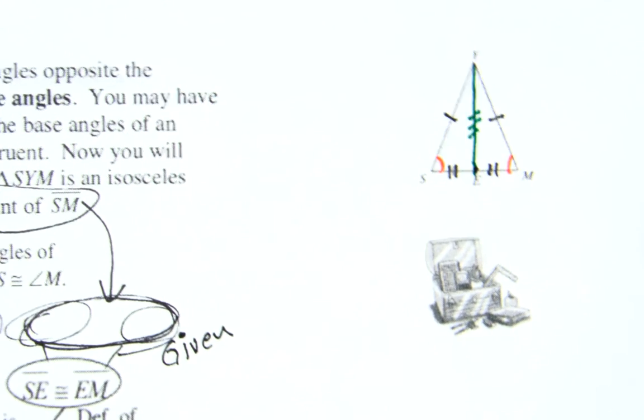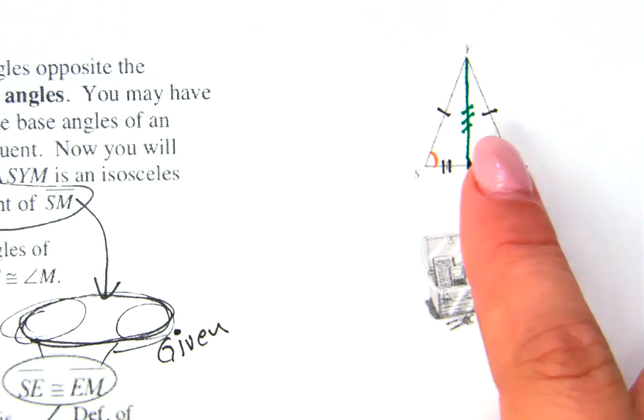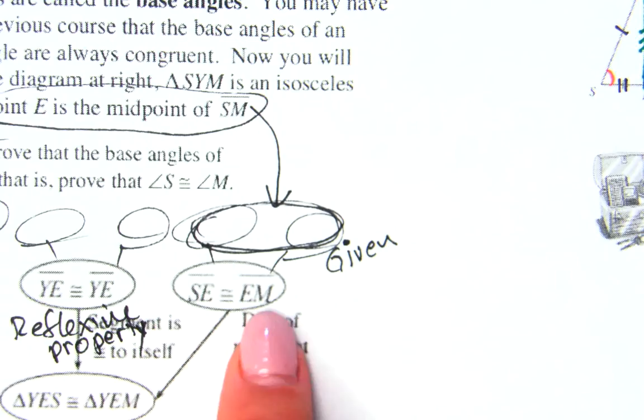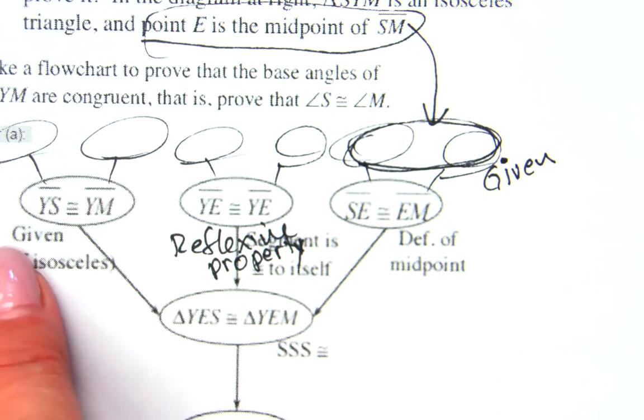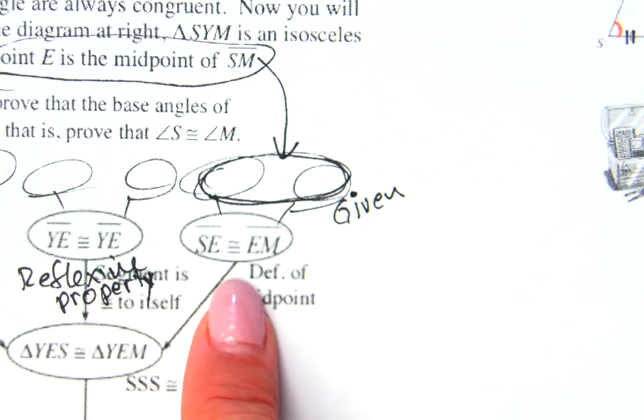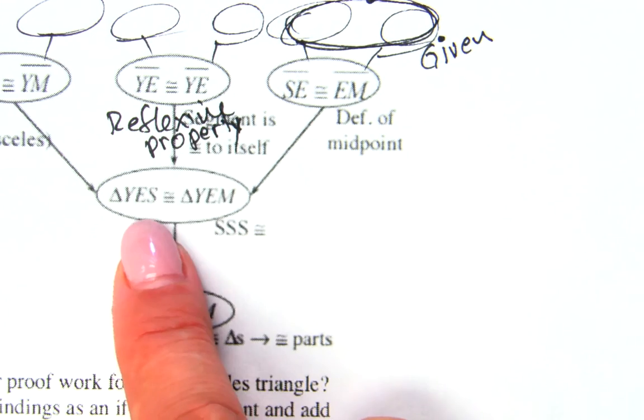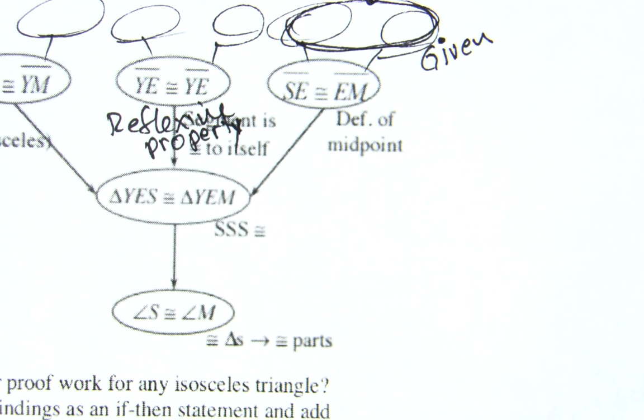So now we had what I was referring to earlier, side, side, side, with the three sides, right? The one that we're given, the reflexive property one, and then the definition of midpoint. So we had side, side, side. There's your congruence statement.